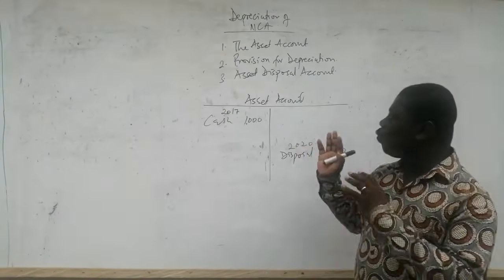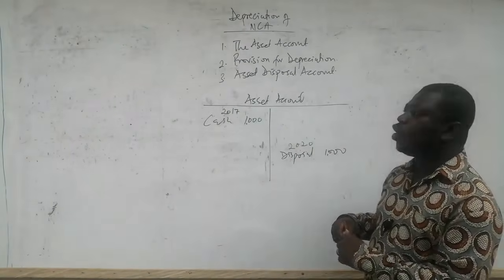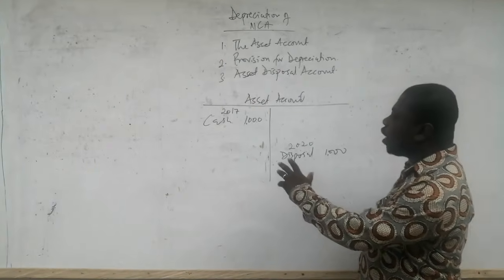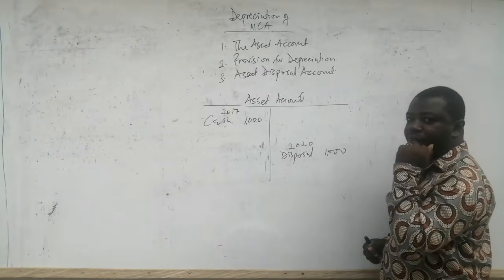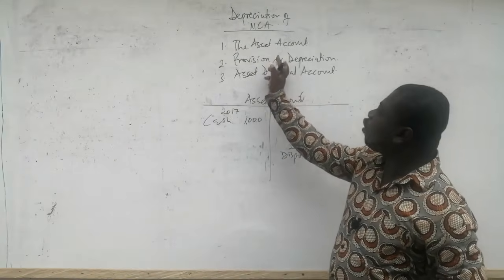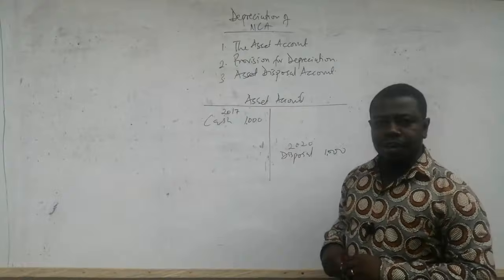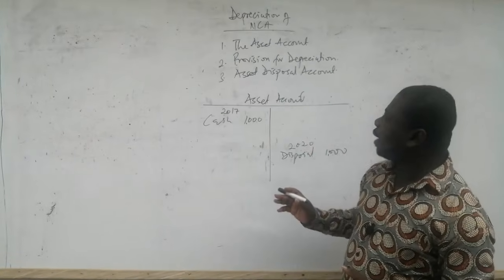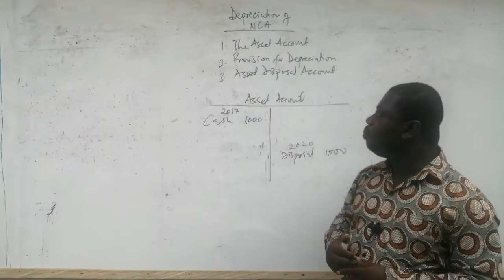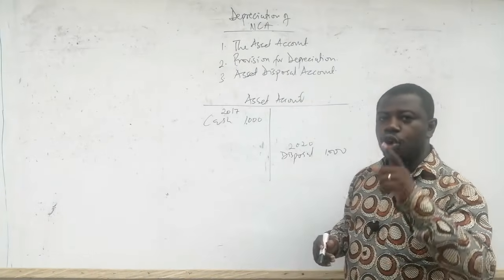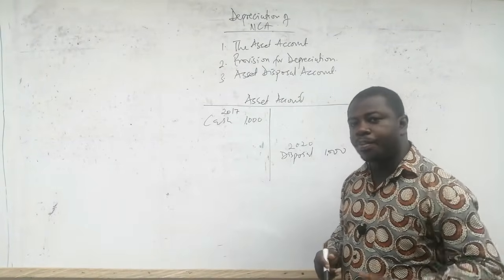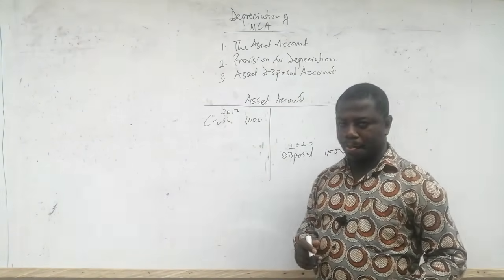And so what I'm just trying to explain is that when we are selling off an asset, we have to take off the cost from the asset account, and then we'll take off its accumulated depreciation from the depreciation account, and then both will now meet at the asset disposal account, where we are going to determine the profit or loss on the disposal.